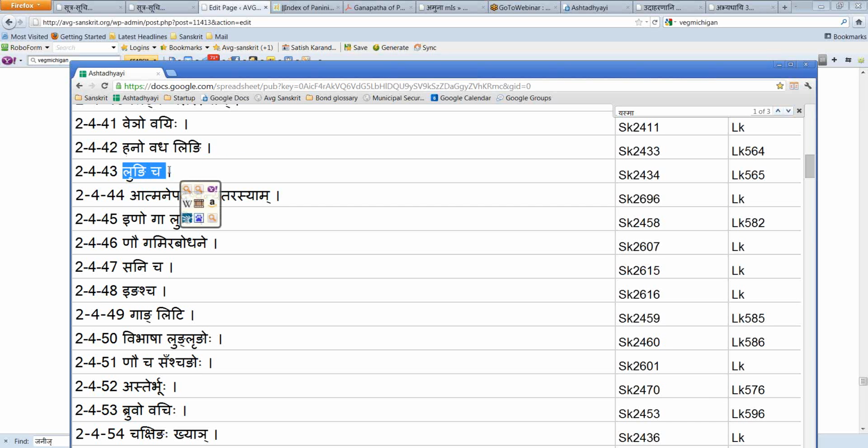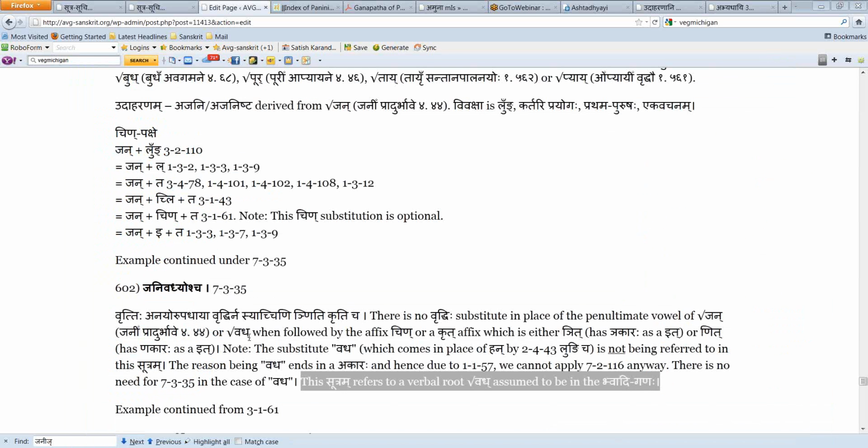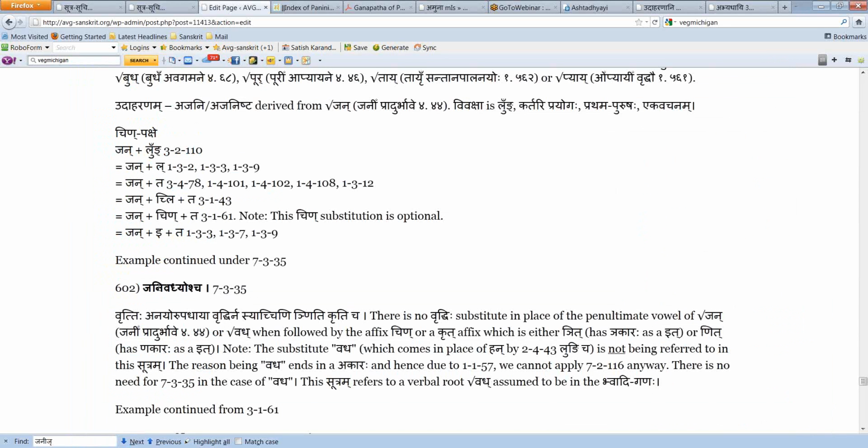So how are we going to get the writ following vada? In cases like this, we may be able to use this sutram as a jnapakam, saying that because Panini has said jani vadhyoscha, and this is not required for the vada adesha which comes in place of han, there must be another vada, which is dhakaranta dhatuhu, which we can now assume to be in the bhadigana by default. Okay, so that is the thing about this jani vadhyoscha. Jani is straightforward. This is jani pradurbhave. But this vada is not the vada adesha which comes in place of han.